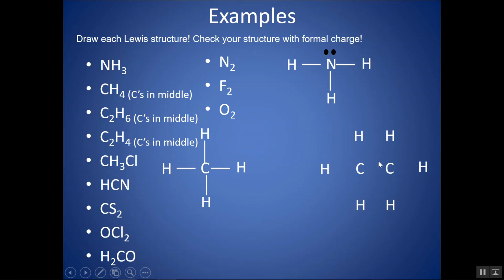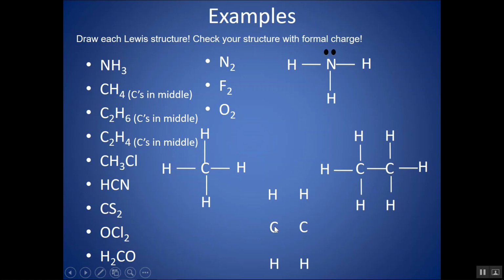C2H6, put the C's in the middle, and to keep them in the middle, put all the H's around them and start with single bonds. C wants 4, 1, 2, 3, 4 bonds. And the same with this one, and each H wants 1. Check if you need dots. Carbon owns 4, it should own 4 valence electrons, so no need for extra dots.